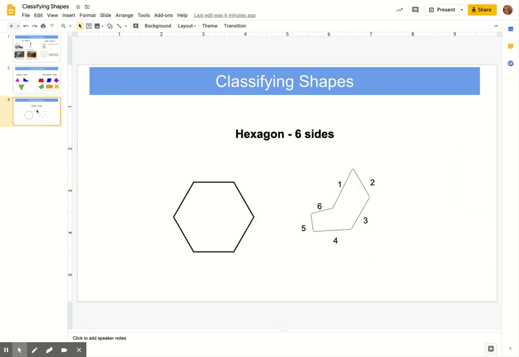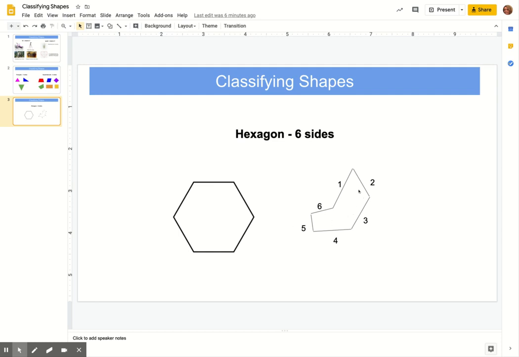And the last one I want to talk about is a hexagon. This is the most typical shape you'll see when someone says hexagon. The prefix hex means 6. So anytime you see hex, you're thinking 6 sides of a hexagon. Again, this is the most common hexagon you'll see.